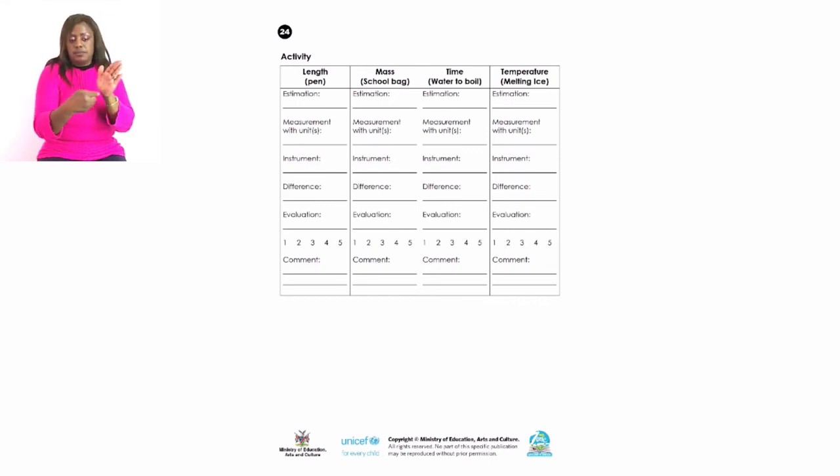And the evaluation, you must rate yourself. You just need to circle the number from 1 to 5, as we have done, depending on your estimation. The comment is for you to answer the question: how close was your estimation to the actual answer? That is what you have to do in all four measures: length, mass, time, and temperature.